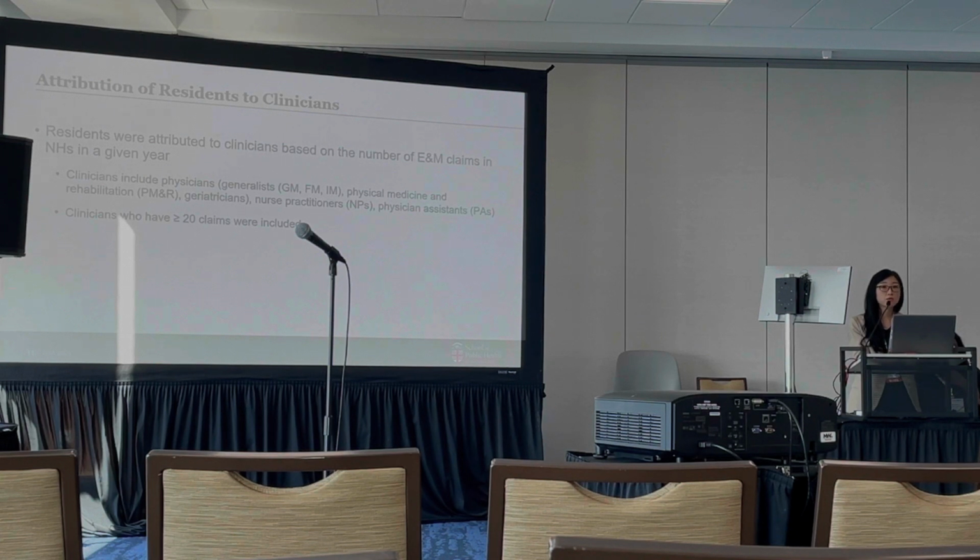The remaining residents were attributed to clinicians based on the number of E&M claims in the nursing homes in a given year. In case of a tie in the number of E&M claims, we used a random determination. Clinicians were limited to physicians, nurse practitioners, and physician assistants, and the physicians included generalists, including general medicine, internal medicine, family medicine, and physical medicine and rehabilitation doctors, and geriatricians. We also limited our clinicians to those who had at least 20 claims in a given year.